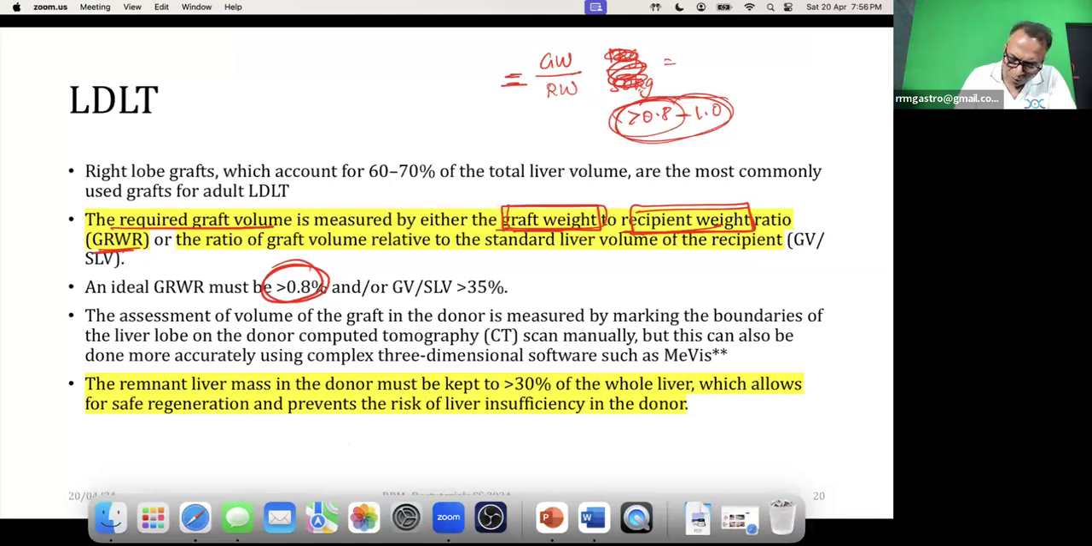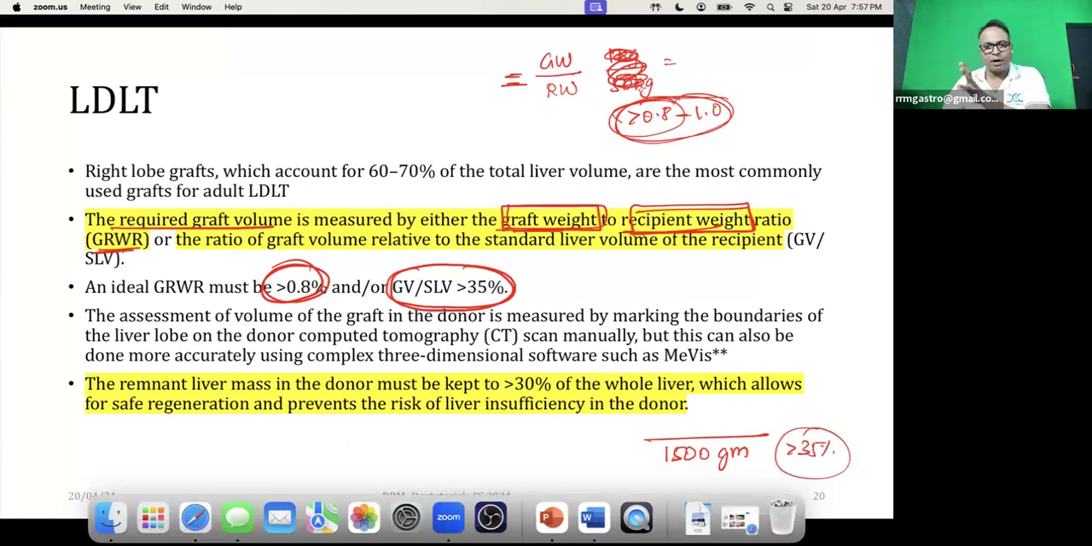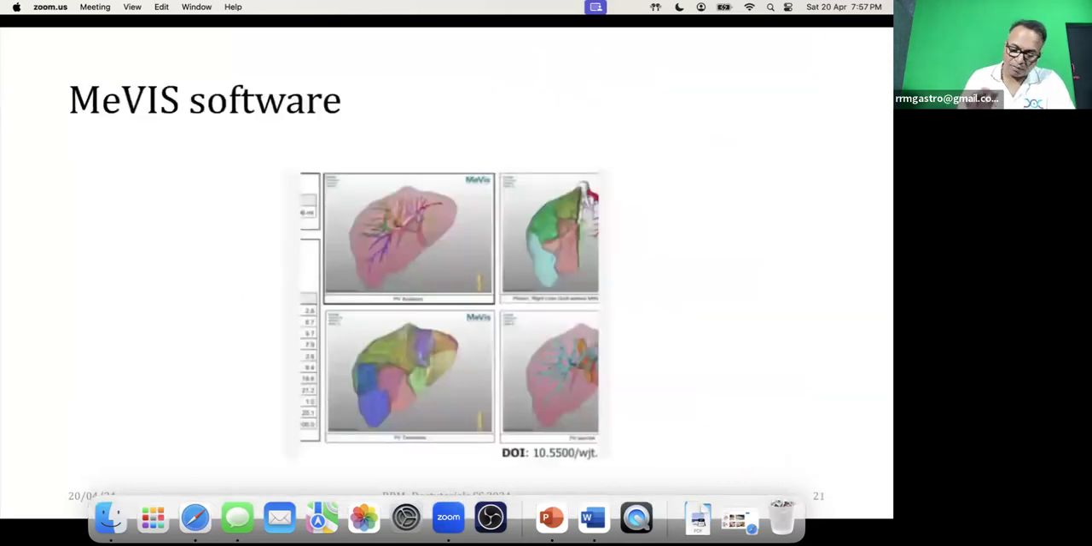For graft volume divided by standard liver volume, for example, if I have a standard liver volume of 1500 grams, my graft volume should be at least more than 35% of this. It is more or less equal to FLR. All of this is discussed to prevent liver failure. This can all be calculated by CT volumetry, and a new software mentioned in Bailey and Love, known as MEV software, calculates the GRWR and graft volume by standard liver volume. It is an excellent software that calculates the ideal ratios.